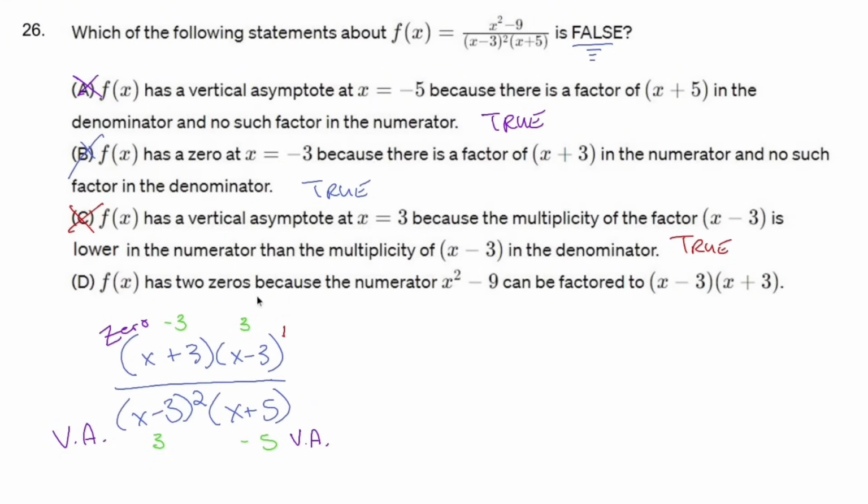F of x has 2 zeros because the numerator x squared minus 9 can be factored. I mean, yeah, it can be factored to that, but this is not a 0 because it's negated by that. So D is the lie.